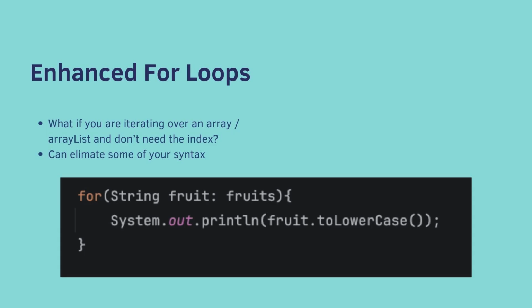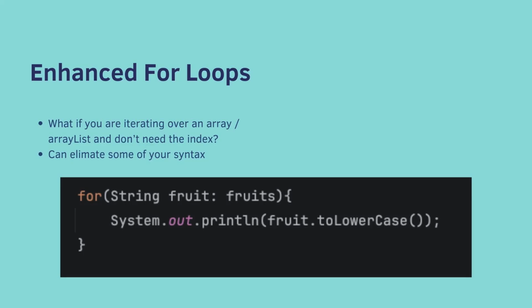Okay, so next up we have an enhanced for loop. So what if you're iterating over an array or an array list, but you don't need the index? You're just printing to the console, for example. You can eliminate some of your syntax by using an enhanced for loop. So you can see below, I don't have to include int i equals 0, an iterator, all of that. I'm just saying, hey, this is an array of strings, so I have to say for String.